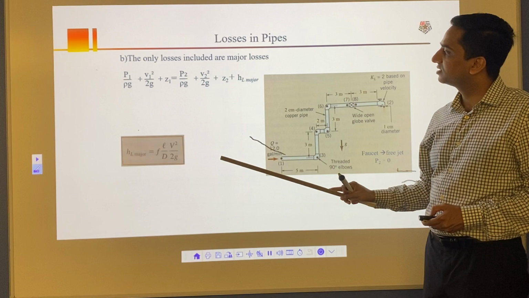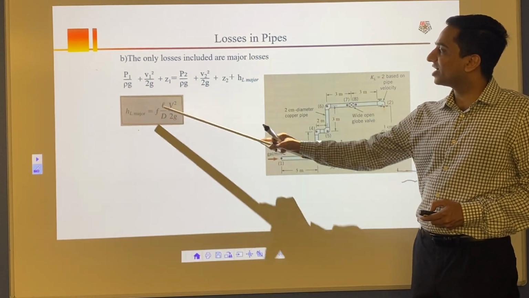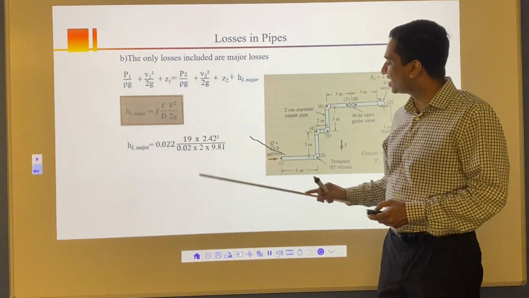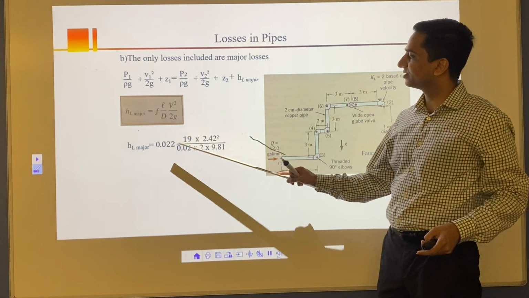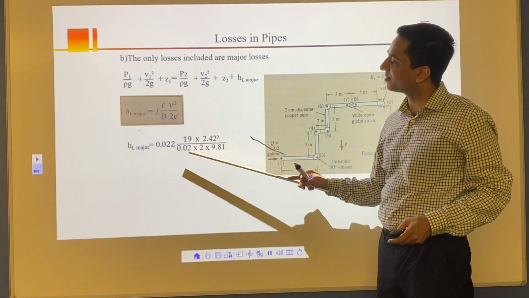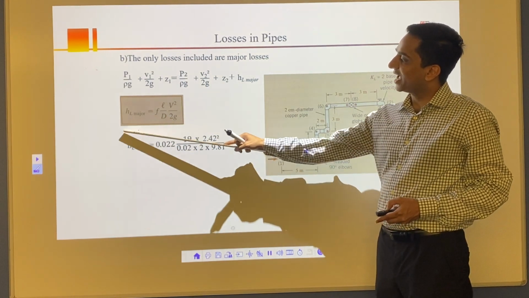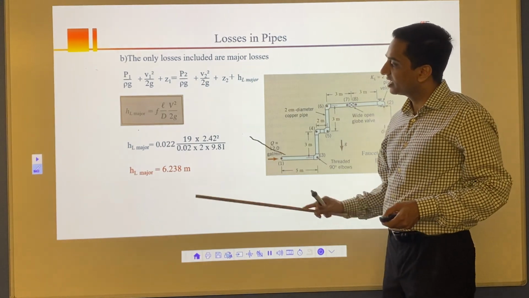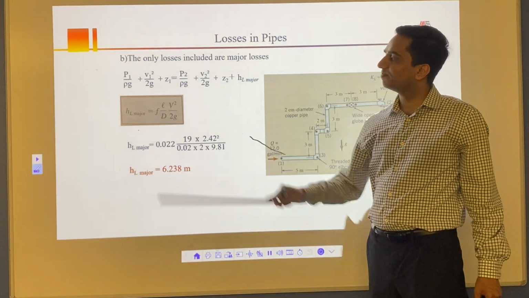So for the next part, the only losses included are major loss. Major loss is given by f L by D, V squared by 2g. Friction factor, we got 0.022. Total length 5 plus 3 plus 2 plus 3 plus 3 plus 3 is 19 meters. Then for the rest, I know the diameter is 0.02 meters, velocity is 2.9. I can calculate HL major, which comes around 6.2 meters. Now all I have to do is put that 6.2 meters here and calculate P1.